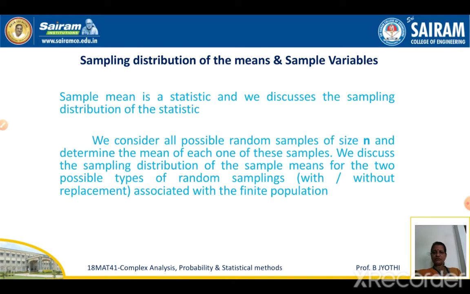Sampling distribution of the means and sample variances. The sample mean is a statistic, and we discuss the sampling distribution of the statistic. We consider all possible random samples of size n and determine the mean of each one of these samples. We discuss the sampling distribution of the sample means for the two possible types of random sampling, that is, with and without replacement, associated with the finite population.